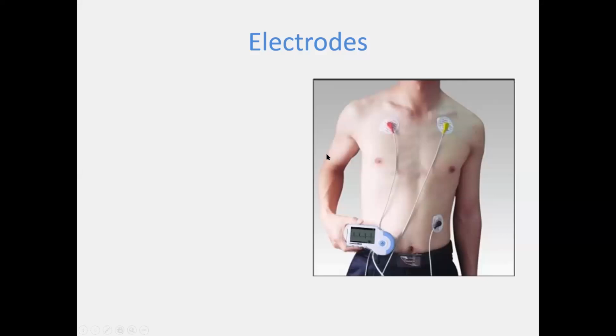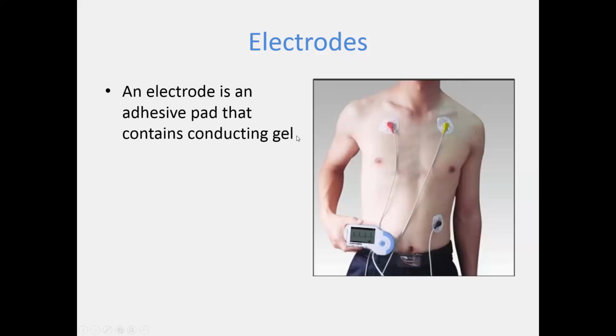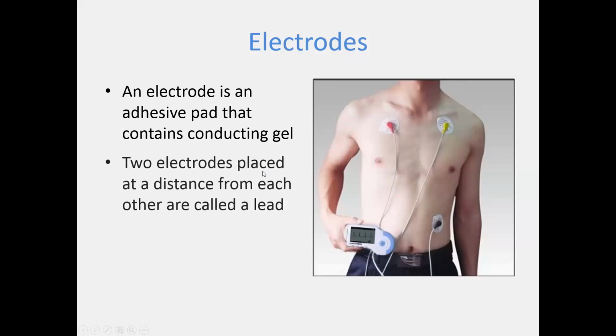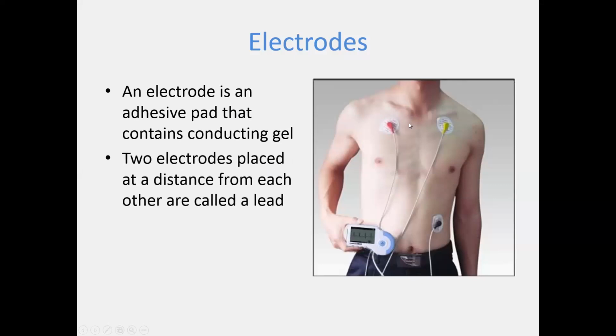Now, in order to get the EKG waveform, we need electrodes. Electrodes are adhesive pads that contain a conducting gel. And when two electrodes are placed at a distance from each other, that's called a lead. So in this case, there's a 3-lead system. From here to here is a lead. From here to here is a lead. And from here to here is a lead. So this would be a 3-lead system.